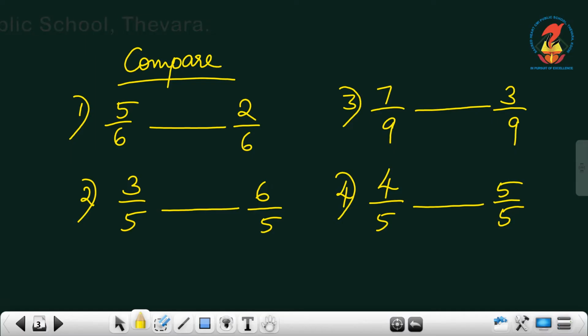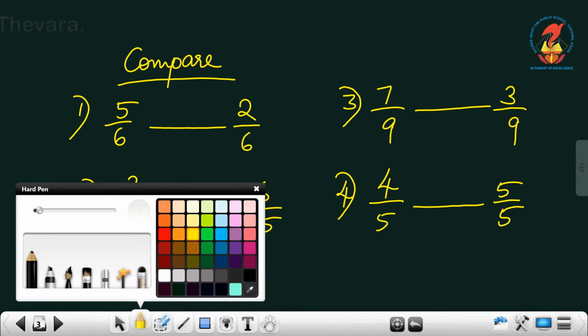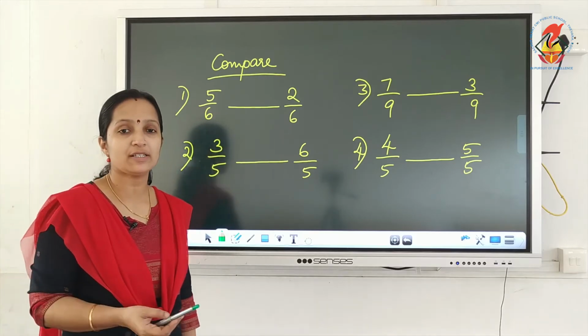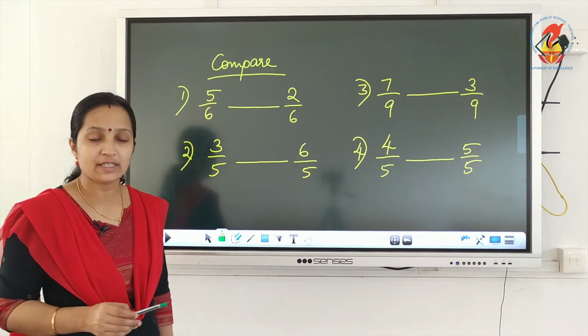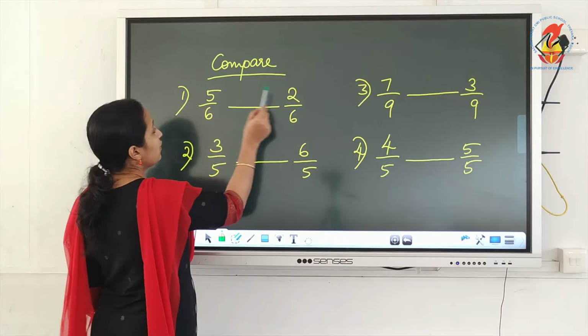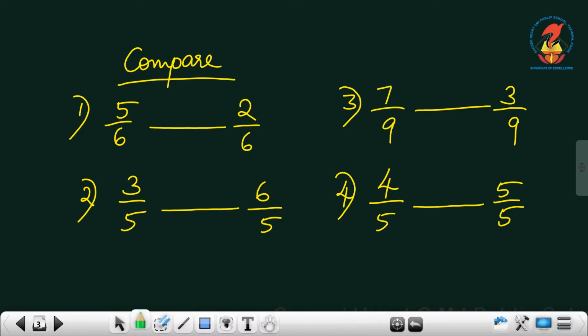Now look at these examples. 5 by 6 and 2 by 6. Here the denominators are the same. If the denominators are the same and the numerators are different, always the fraction with the greater numerator is the greatest fraction. 5 or 2, which one is greater? 5. So we can say that 5 by 6 is greater than 2 by 6.